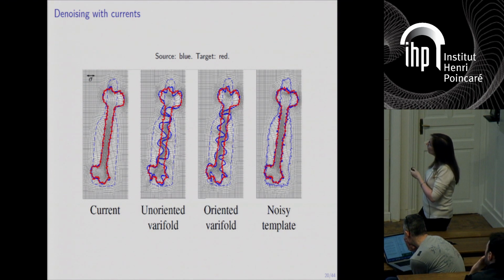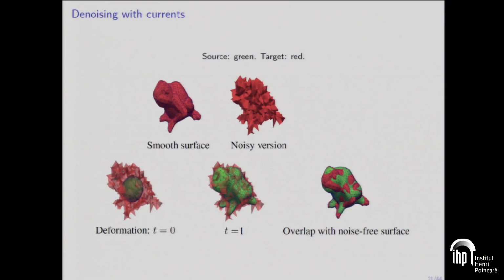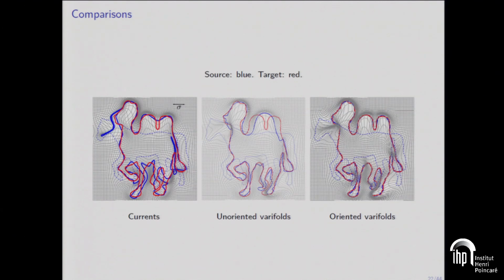However, if you consider the same noise on the distribution, they're able to retrieve the similarity between these distributions. Another example of denoising with currents with surface, and now the particularity of oriented varifold is that you capture much more local information. And so when you try to match a horse on a camel, and you see that in the points where you have high curvature and difficulty, so the matching is very difficult in this area, the most precise metric is the oriented varifold.